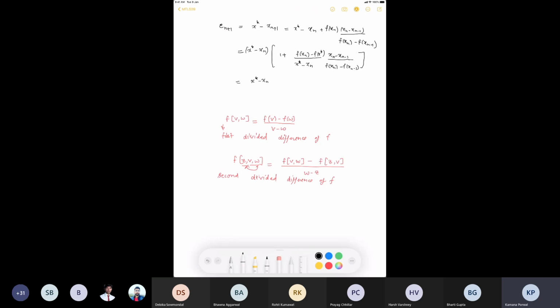We have x star minus xn times 1 plus, so this term is nothing but fxn minus 1 divided by xn minus 1, right? So this is going to give me f xn xn minus 1. Now what is this term here? We have f of xn minus f of x star divided by x, so I will take the minus sign outside. What I will get is f x star xn, with the minus sign here.